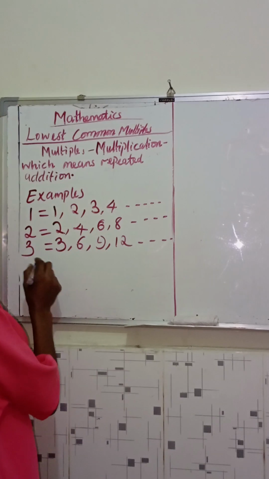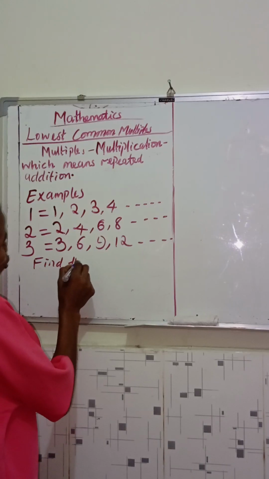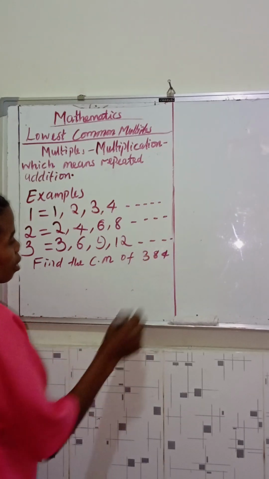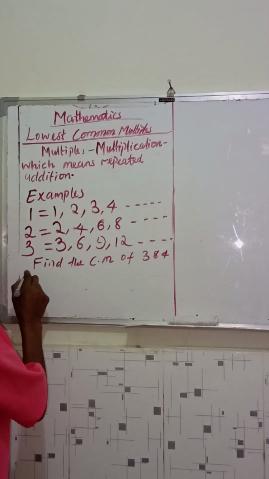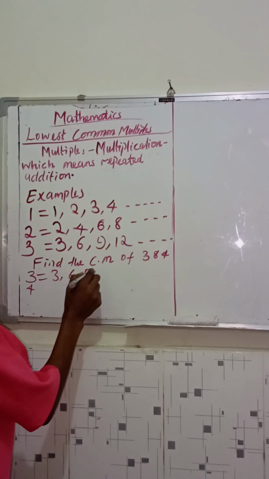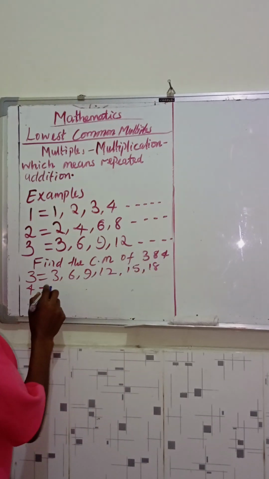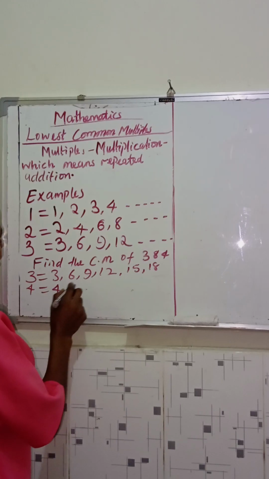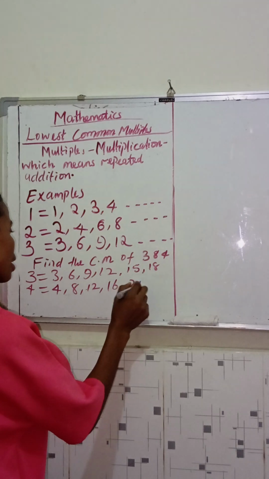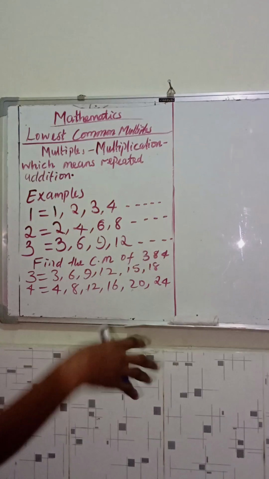Now, find the common multiples of 3 and 4. What does it mean? You put your 3 here and your 4 here. For 3, we have 3, 6, 9, 12, and as you're going, 15, 18, like that. And then for 4, we have 4, 8, 12, 16, 20, 24, like that.